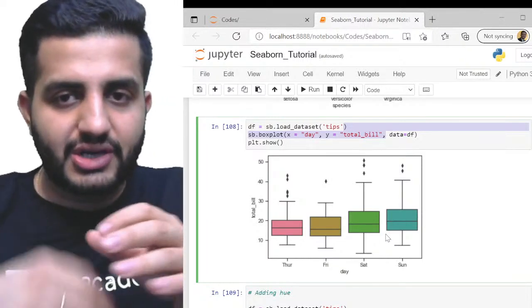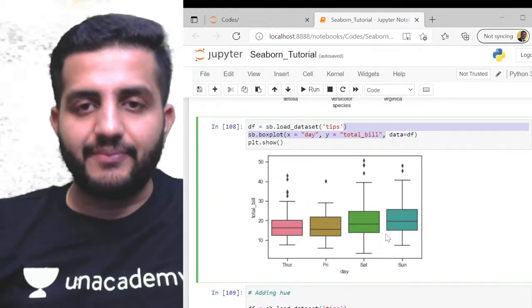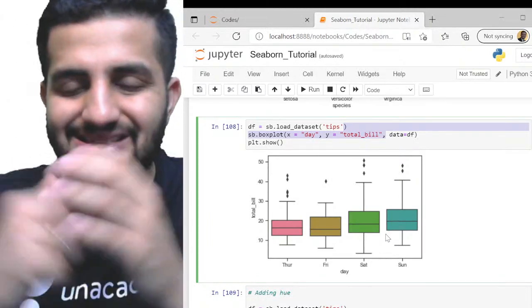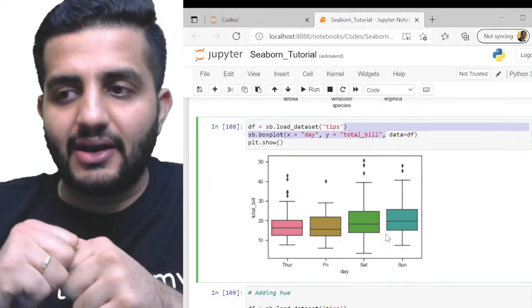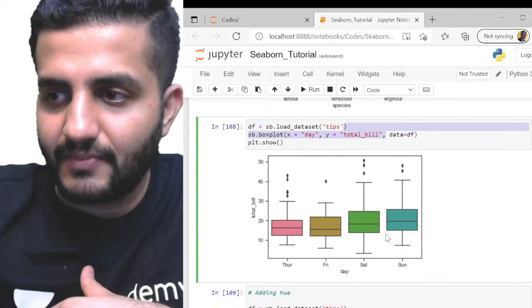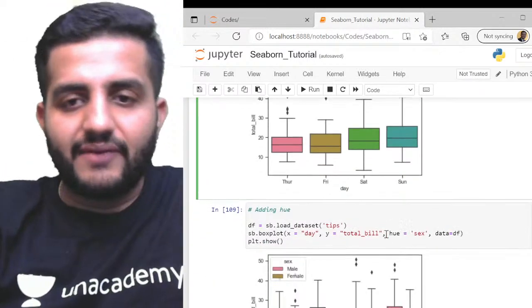So your distribution of your individual data points based on a particular category, right? So remember, box plot is again the kind of graph where you're plotting the categorical data along with your numeric. Cool. So that's how it is.